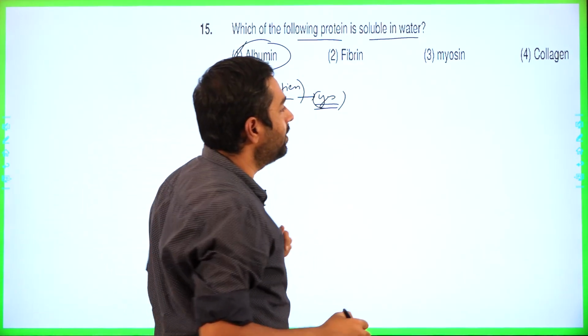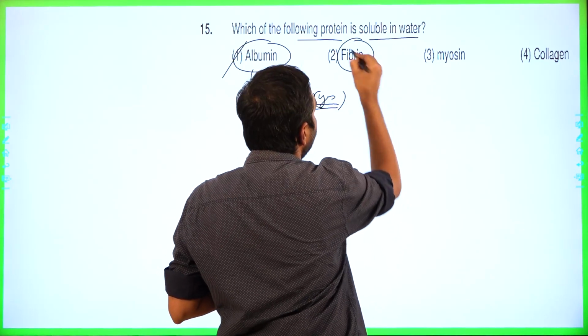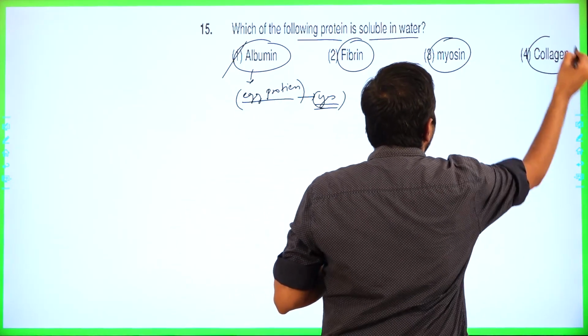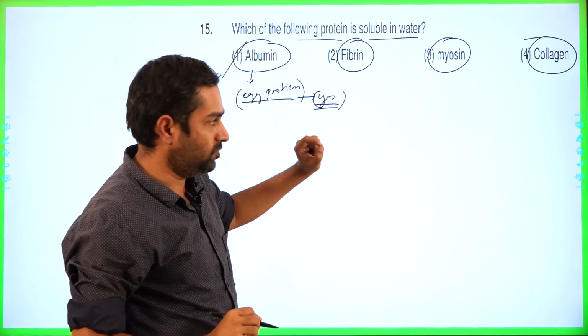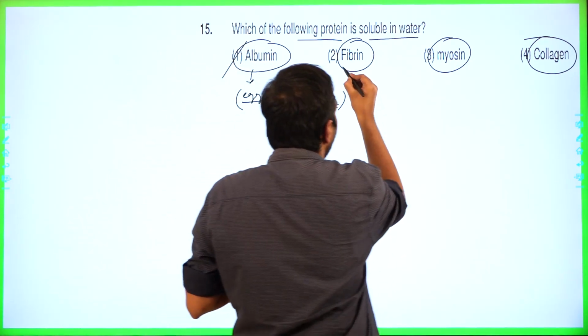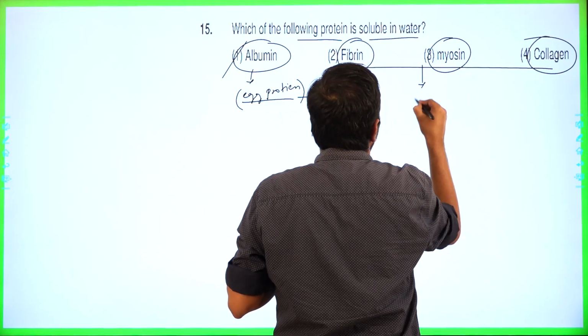Let's talk about the other three here. Fibrin, myosin and collagen: all three of these are water insoluble systems. All three of these are fibrous proteins.